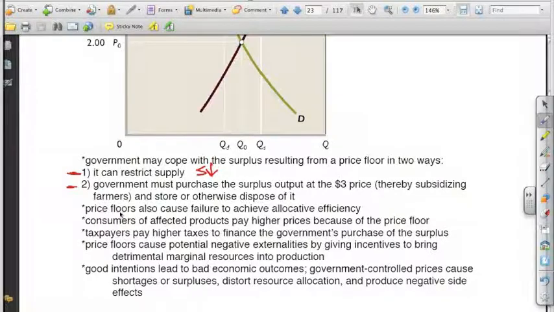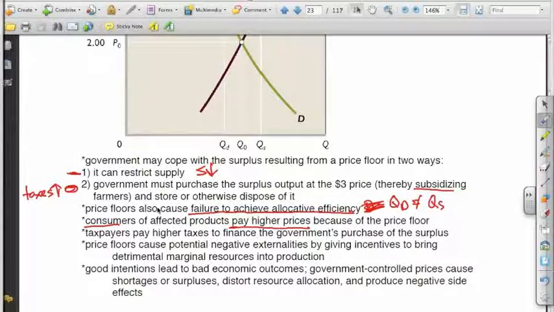So whenever we have a price floor or a price ceiling, it causes failure to achieve allocative efficiency. Because remember, if we have a price floor or price ceiling, quantity demanded does not equal quantity supplied. When we have a price floor, consumers also pay higher prices. And if this is the second option, then we'll have to have an increase in taxes in order for the government to be able to pay that subsidy to farmers.